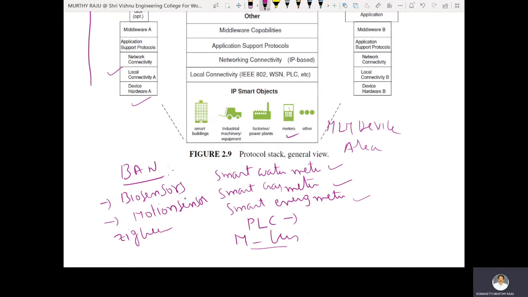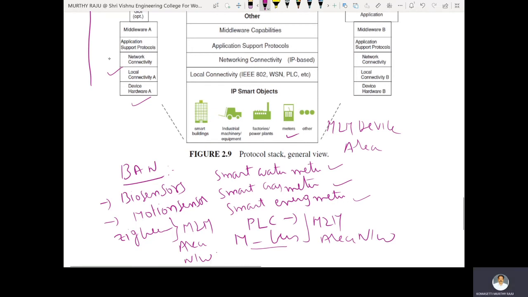Here some biosensors are also nothing but devices. Motion sensors are also nothing but devices. Zigbee is the local M2M area network. Here PLC and M-bus are the M2M area network. Here Zigbee is the M2M area network. That is the local connectivity.